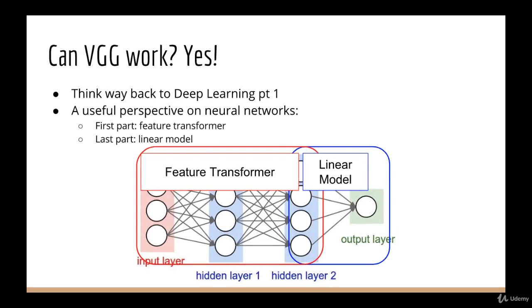We learned this concept way back in Deep Learning Part 1, but it's worth reviewing now. Recall that a very useful way of thinking about a neural network is that it's a combination of 2 pieces. The first piece is a feature transformer. The final piece is a simple linear model that works on those features. So for classification, you could put a logistic regression on top of your feature transformer. For regression, you could put a linear regression on top of your feature transformer.